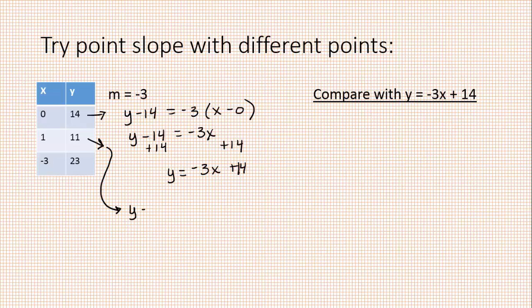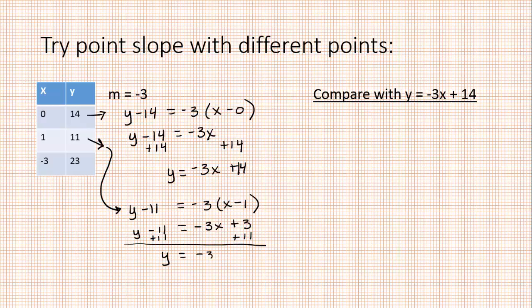So y minus 11 is equal to -3 times x minus 1. And again, we're going to solve for y. So let's distribute on the right side. -3x plus 3 is equal to y minus 11. And we need to add 11 to both sides. And again, we're getting y equals -3x plus 14. Proving that that's going to graph exactly the same way. It's just a different version of the same linear equation.